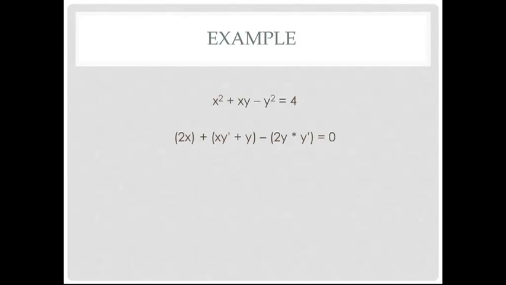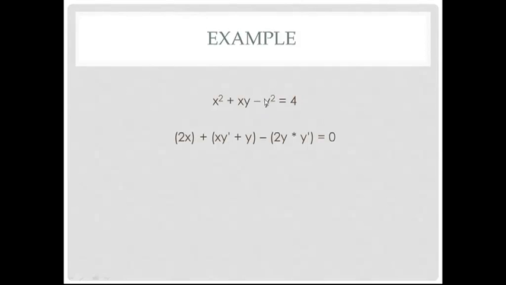Now, the derivative of x squared is easy. It's 2x. The derivative of xy is going to require us to use the product rule. If you differentiate something times something, you differentiate the first multiplied by the second, plus the first multiplied by the derivative of the second. So the first times the derivative of the second is x times y prime, and then the second times the derivative of the first is y times the derivative of x, which is 1. So x y prime plus y is the derivative of this using the product rule.